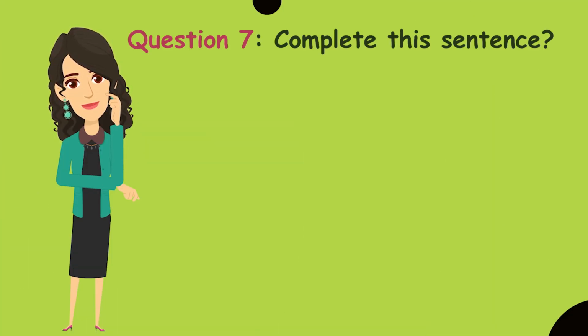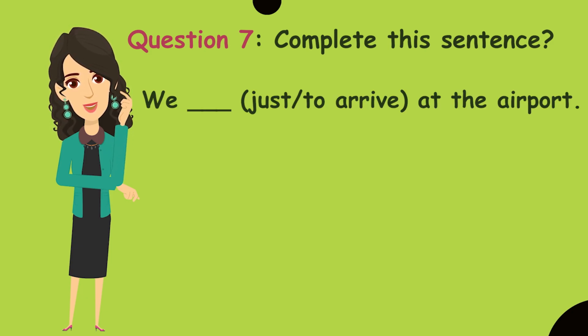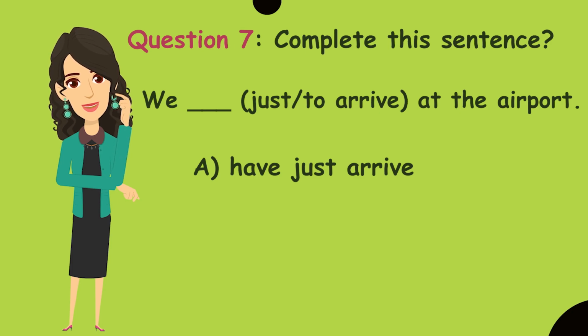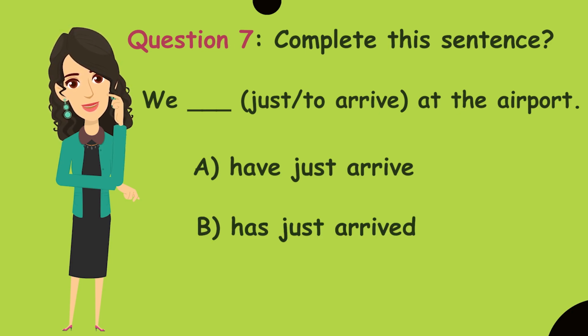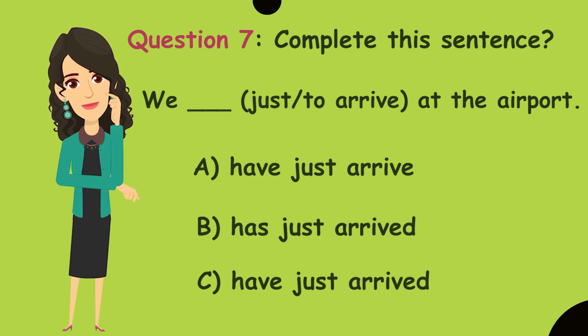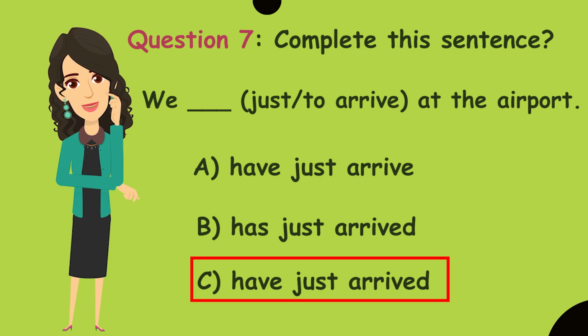Question 7. Complete this sentence in the present perfect. We just to arrive at the airport. Have just arrived. Has just arrived. Have just arrived. The correct answer is C. We have just arrived at the airport.